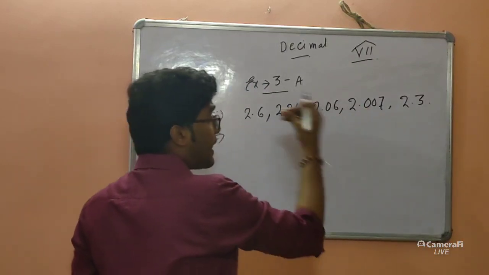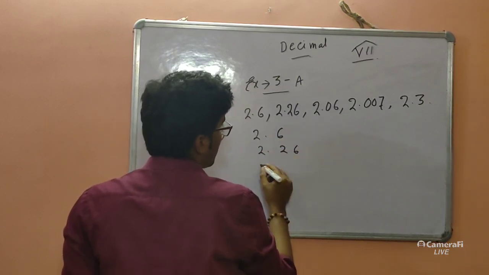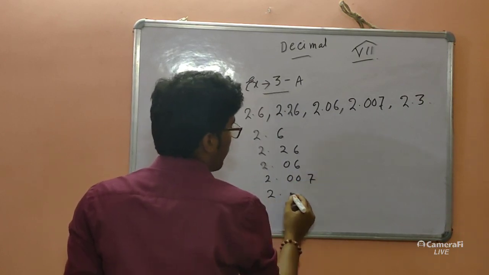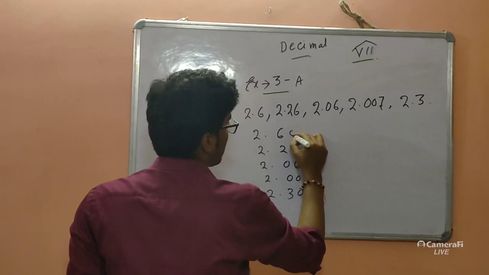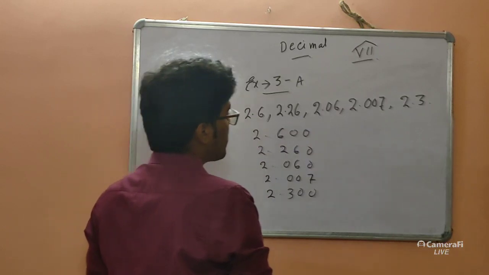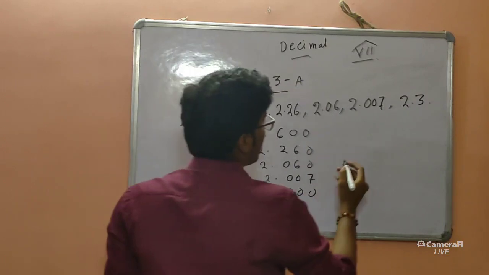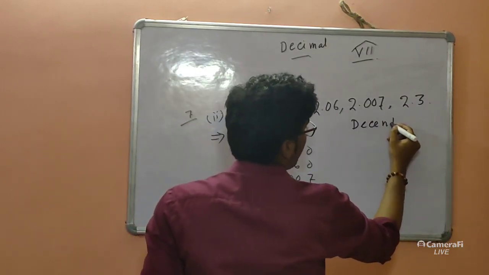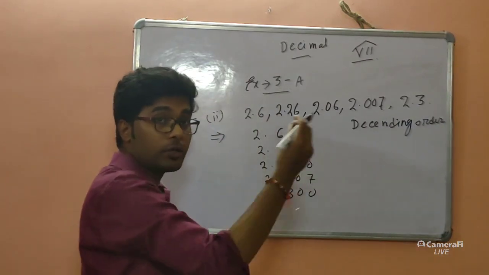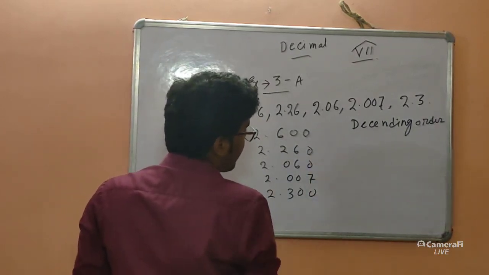At first write them like decimals. So write 2.6, 2.26, 2.06, 2.007, and write 2.3. So make them like decimals, right? So the whole number part of each and every one of them is the same. Clear? Remember, we are doing a descending order sum. We will write in descending order. Descending order means from big to small. So at first we need to write the big number. The whole number part is the same, so now we compare the decimal part.